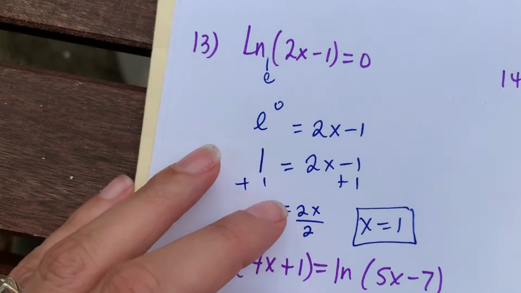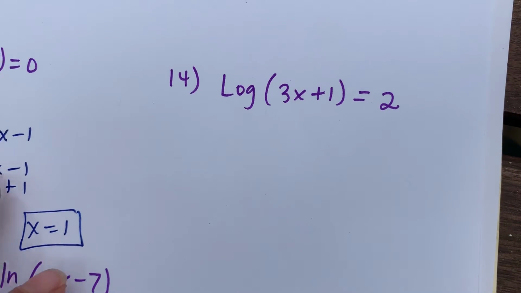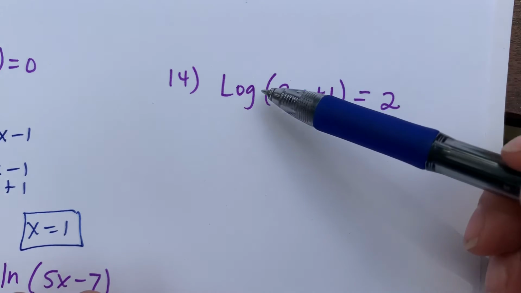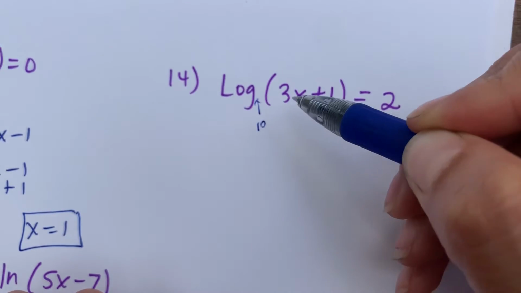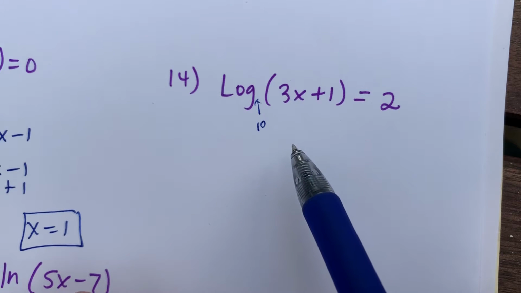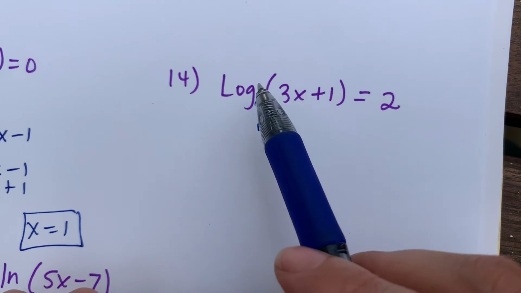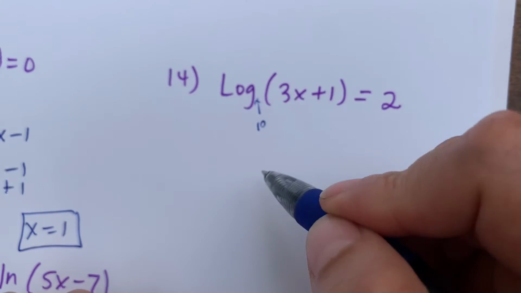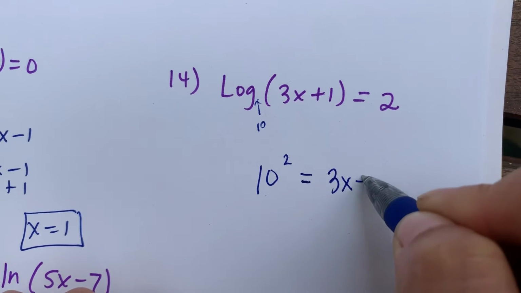Let's move on to problem 14. Again, hopefully you remember from the last video, if you don't see anything here, it's an implied base 10. Again, same pattern that's happening in all these, so you better expect to see something similar to this on the test. It's only 1 log, so then we have to rewrite. So this is base 10 squared equals 3x plus 1.